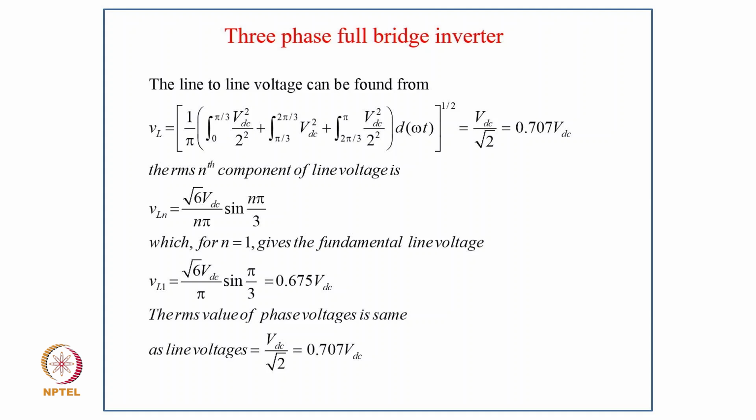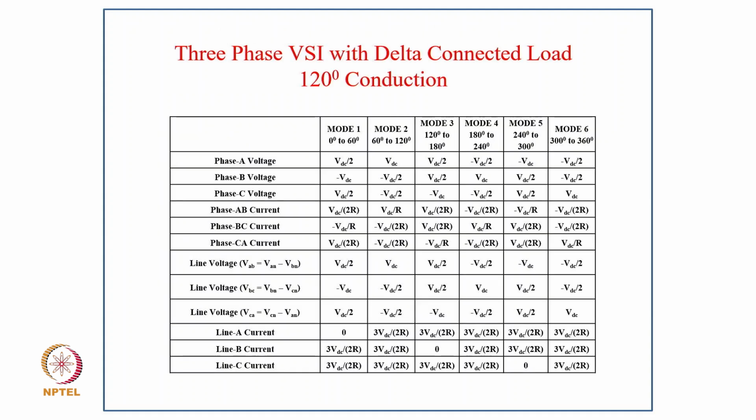equal to 0.707 VDC. The RMS nth component line voltage VLn equals root 6 VDC upon n pi times sin of n pi by 3, for which n equal to 1 gives the fundamental line voltage, VL1 equal to root 6 VDC upon pi sin pi by 3, equal to 0.675 VDC. The RMS value of the phase voltage is the same as the line voltage, that is VDC by root 2, equal to 0.707 VDC.